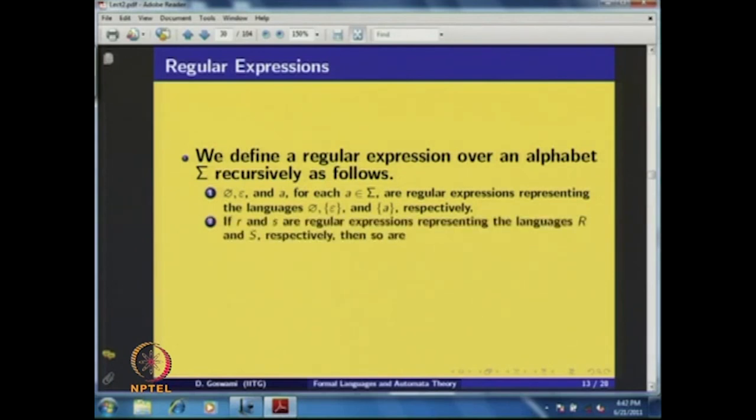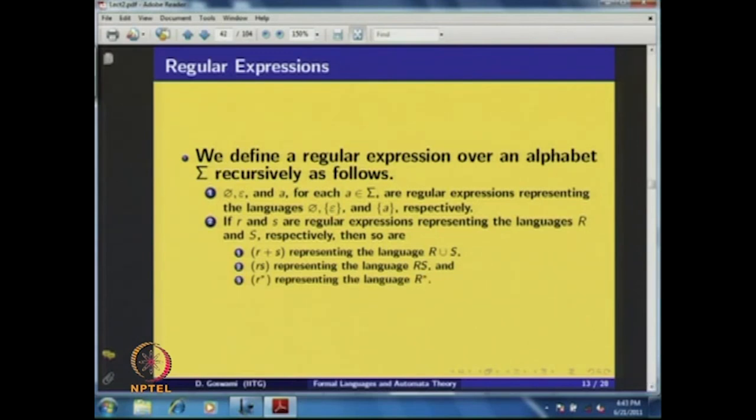Now, if R and S are regular expressions representing the languages capital R and capital S respectively, then so are the following: R plus S representing the language R union S, then R concatenation S or simply R S representing the language R concatenation S, and R star representing the language capital R star.